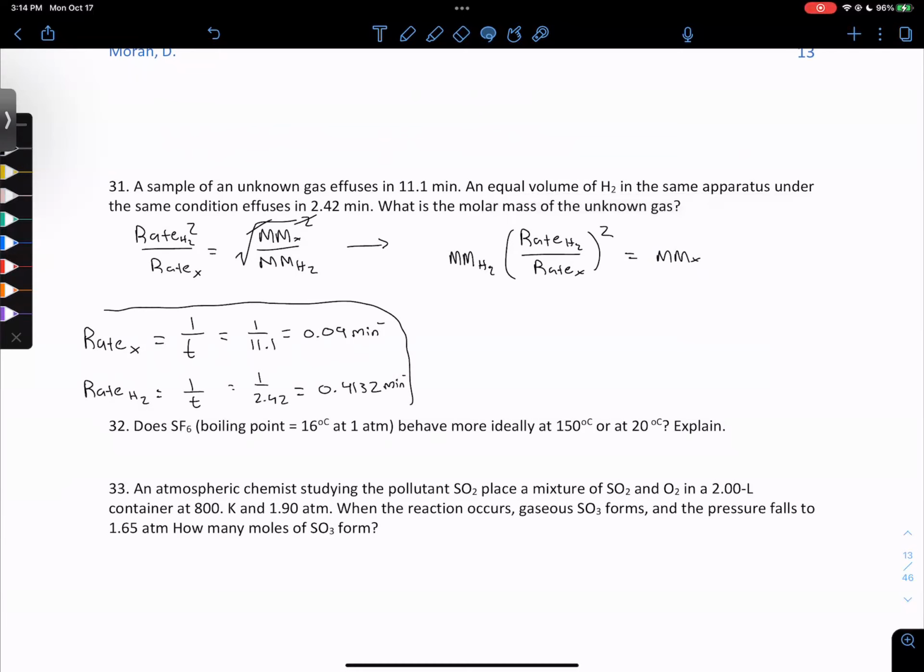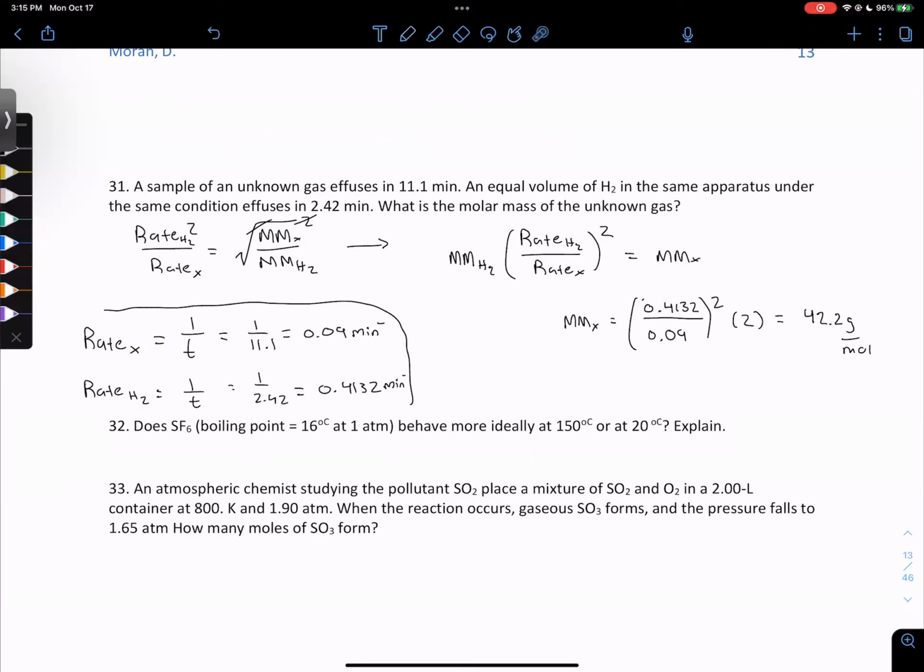You plug everything you have into it. So molar mass X is equal to the rate of H2, which is 0.4132, over the rate of X, which is 0.09, all squared, times the molar mass of H2, which is 2. This gets you a molar mass of approximately 42.2 grams per mole. I'm not sure what that molar mass corresponds to, but it's just asking you to find the molar mass, not identify the gas.